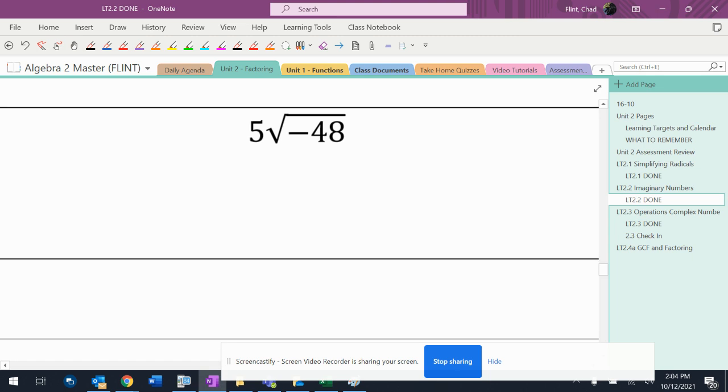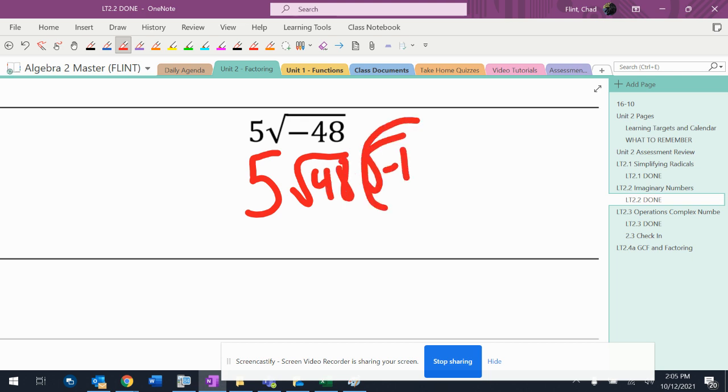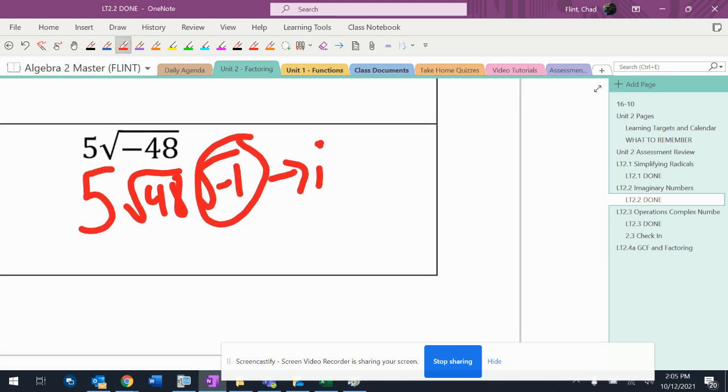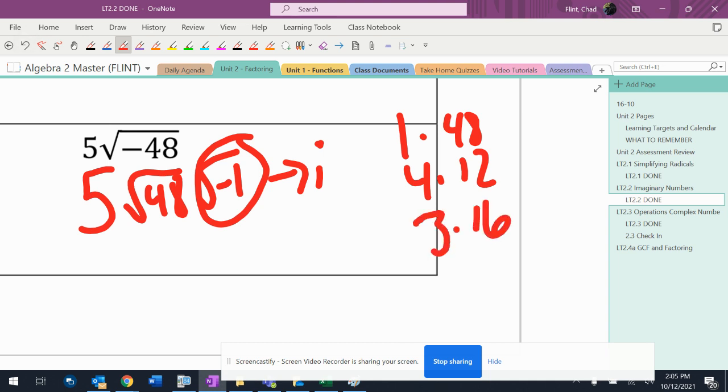I go over here. I've got 5 hanging out front, doesn't do anything, just sits there. 5 radical 48 radical negative 1. That's an i. And then I come over here. 1 times 48, 4 times 12. That might look good, but the problem is, eventually, if you look, you're going to get 3 times 16. You have to be careful here because you need that 16.